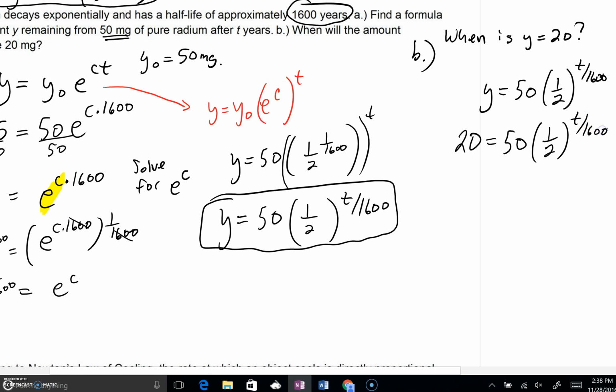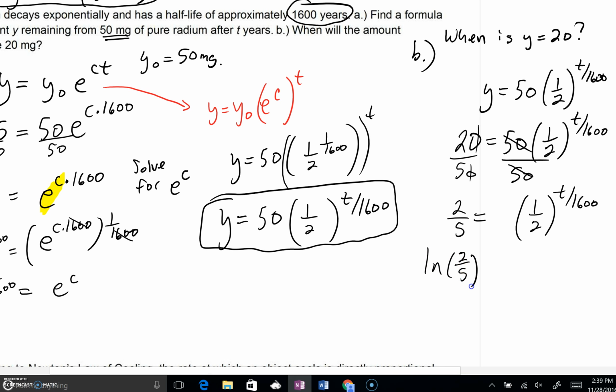Notice the irony here. We're in a calculus class. For this problem, we haven't taken a derivative. We haven't taken an integral. Nothing like that. Okay, we just need to go back and do some algebra. Solve for t. How do I do that? What should we do to both sides? Divide by 50. And when you divide by 50, guys, you'll wind up with 2/5. And here you've got 2/5 is equal to 1/2 to the t all over 1600. And wow, I really would like that t to come down. What should I do to both sides? ln, natural log. And wow, you guys get the idea.